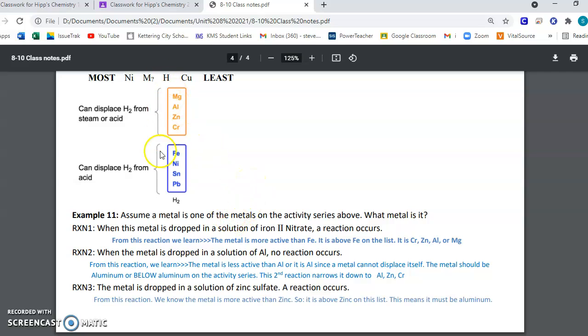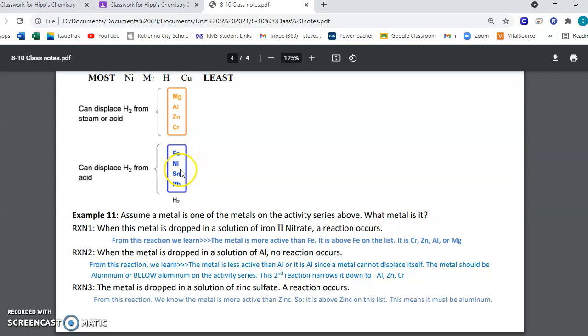Now, we have this activity series right here. Assume a metal is one of the metals on the activity series above. So we have an unknown metal. It's on this list right here. What metal is it? Well, when that unknown metal is dropped in a solution of iron, a reaction occurs. So here's iron. If we drop the unknown metal in a solution of iron and a reaction occurs, we know that that metal has to be above iron.